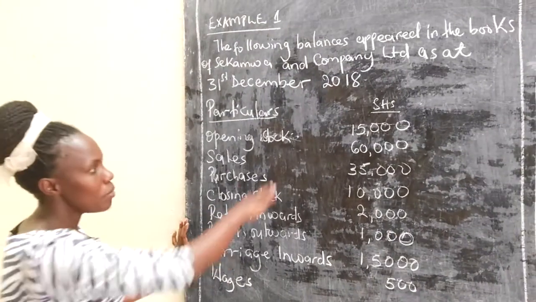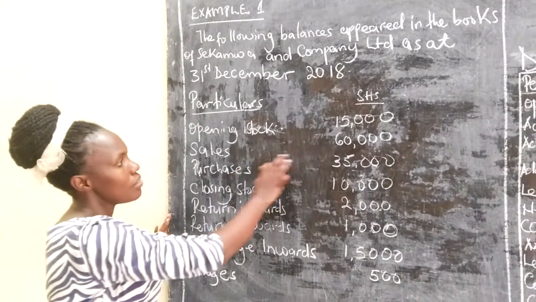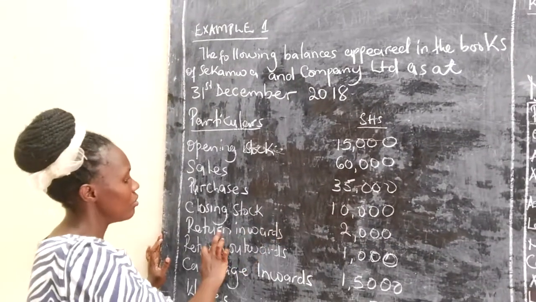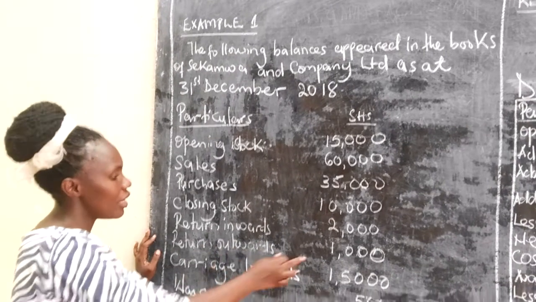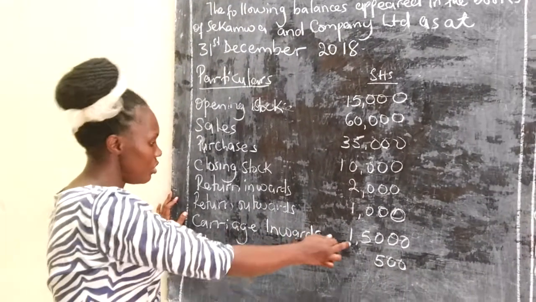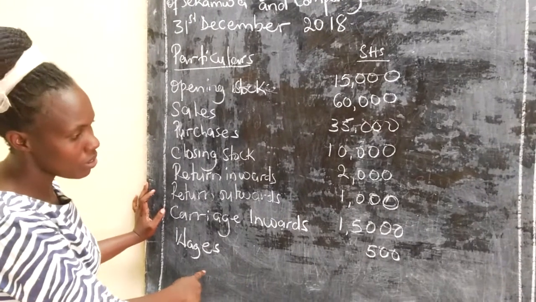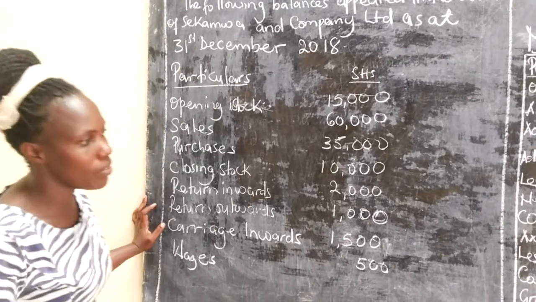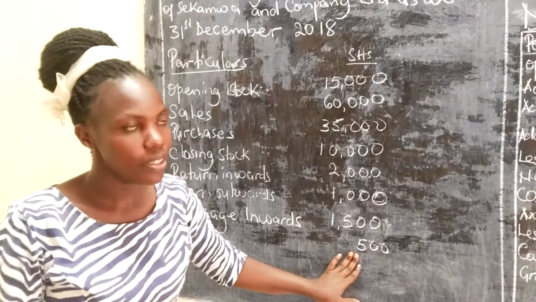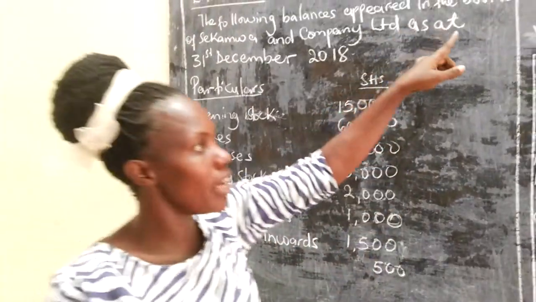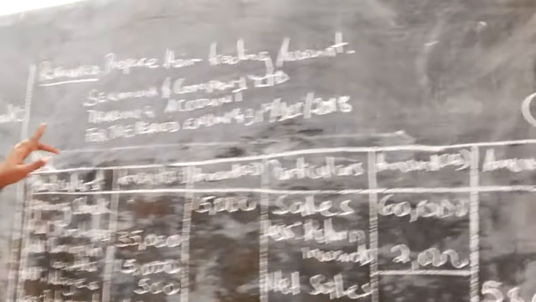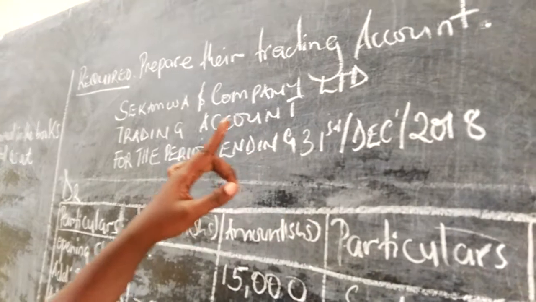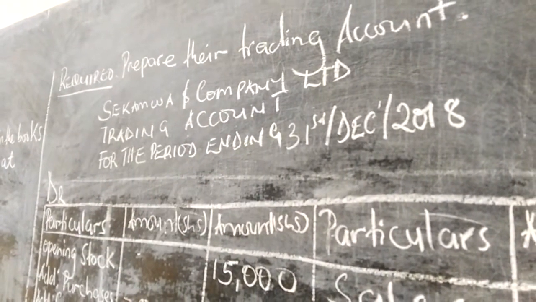This business had opening stock 15,000, sales 60,000, purchases 35,000, closing stock 10,000, return inwards 2,000, return outwards 1,000, carriage inwards 1,500, and wages 500. Required is saying prepare their trading account. That is the owner of the business's account.